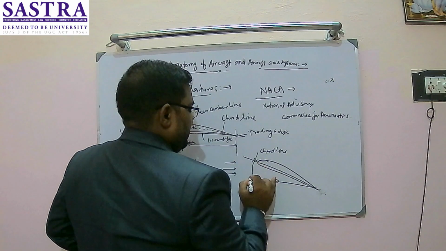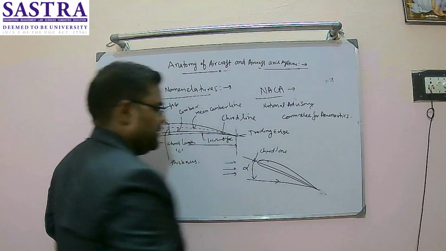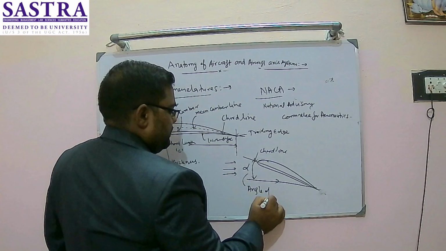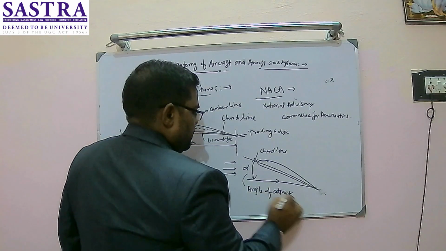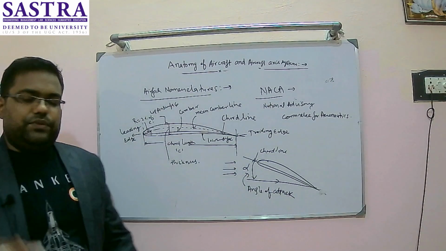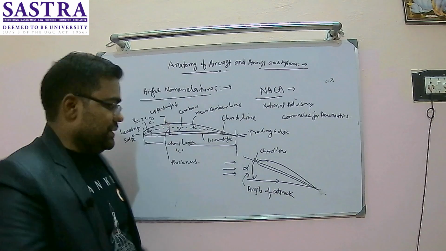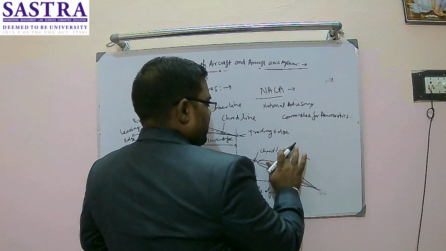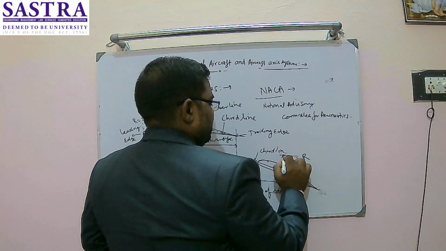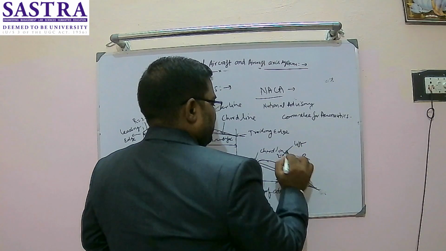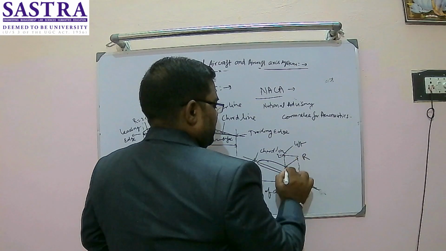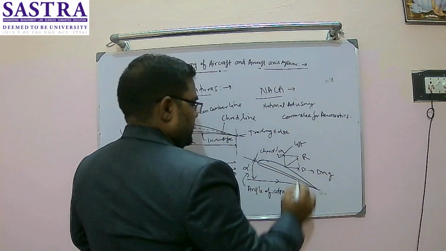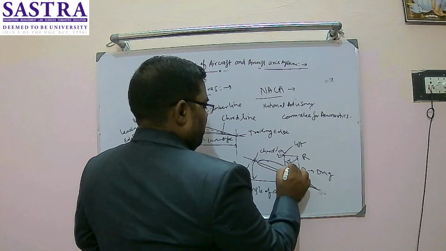The angle between the free stream flow direction and the chord line is known as the angle of attack. So this is the angle of attack. There is a particular value of angle of attack at which, if you situate your airfoil, you will get a normal reaction. One component of this normal reaction will be known as lift, given by L, and another component is known as drag. This is drag. So this is alpha. This is also alpha.